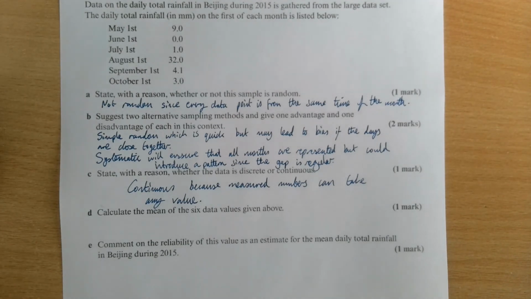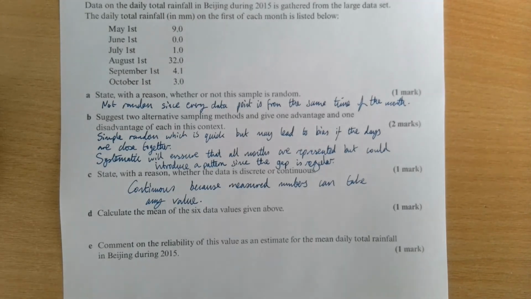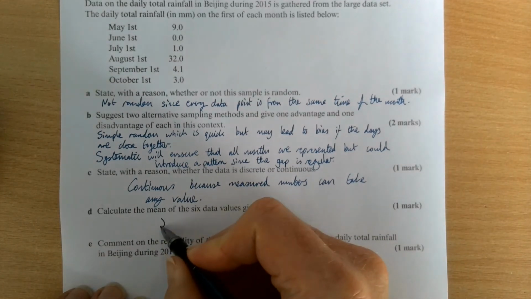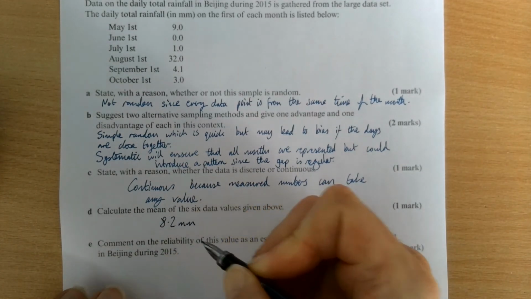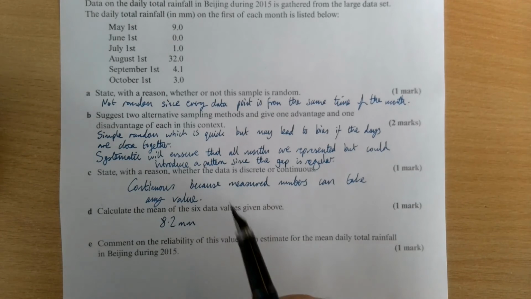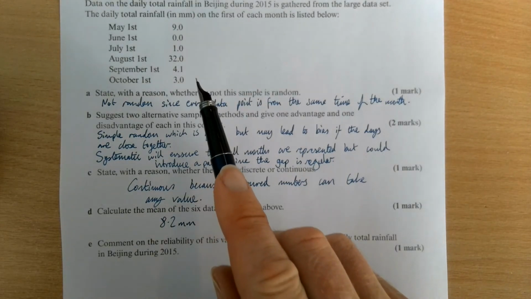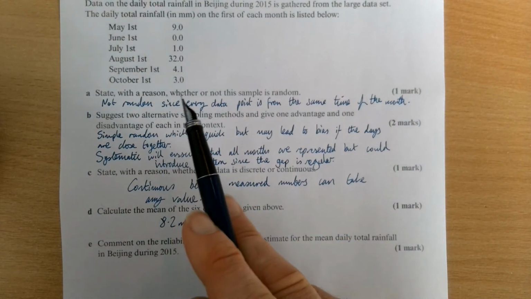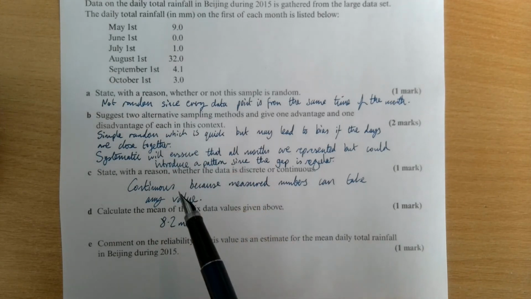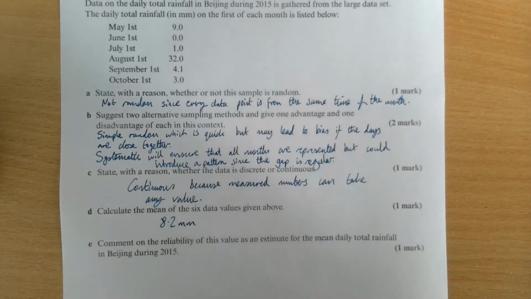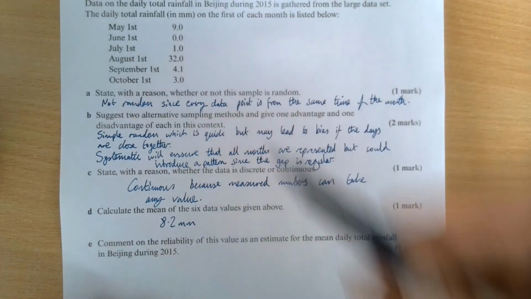Calculating the mean of the 6 data values given above just means adding them all up and dividing by 6, which should give you 8.2 millimeters to, well, I know I said it should be 3 significant figures, so if you've got 8.17, that's absolutely fine. But they do like it with the data set to say that you should give it at whatever accuracy the data's been given at. So that's the one reason why I'd go for that. So it's all of these added up, divided by 6.